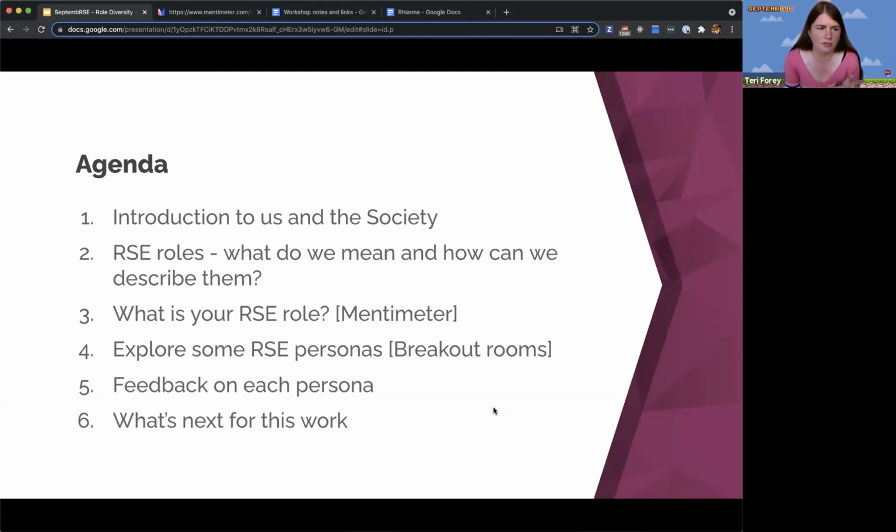We'll then look at a little bit of some RSE roles. What do we mean when we talk about an RSE role? How can we describe them? That should take about 10 minutes or so.